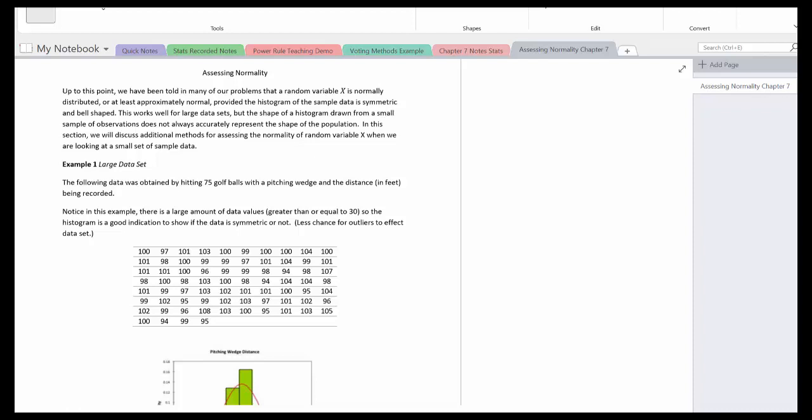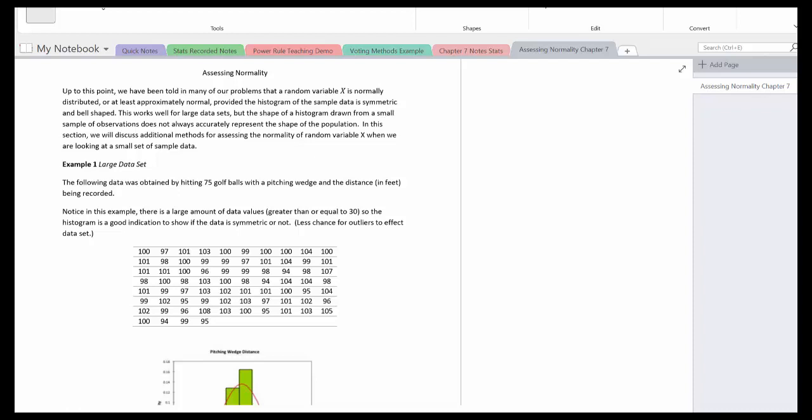In this video, we're going to talk about assessing normality. Up to this point, we've been told in many of our problems that a random variable x is normally distributed, or at least approximately normal, provided the histogram of the sample data is symmetric and bell-shaped. This works well for large data sets, but the shape of a histogram drawn from a small sample of observations does not always accurately represent the shape of the population.